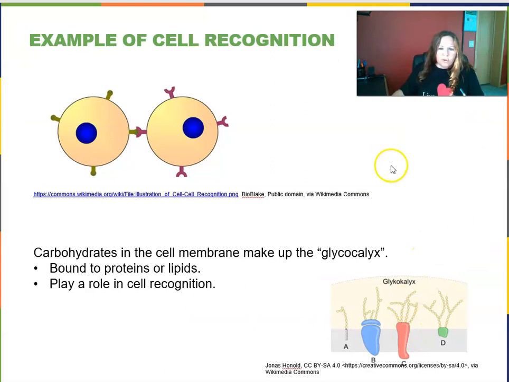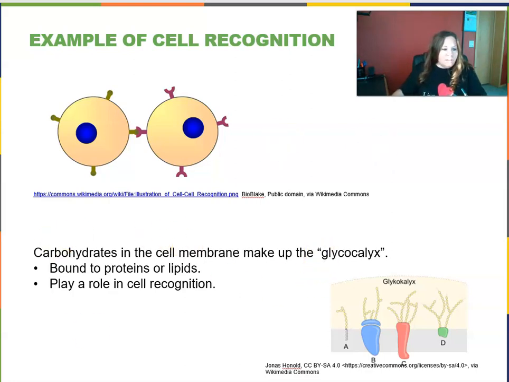So here's a picture of cell recognition. If you're wondering what I'm talking about when I say cell recognition, it is that proteins on the cell surface have certain shapes to them, and they can recognize other substances like other proteins or other lipids. And in some cases, like in the picture here, we see them binding together, fitting together like a lock and a key, which serves as a signal to those two cells.